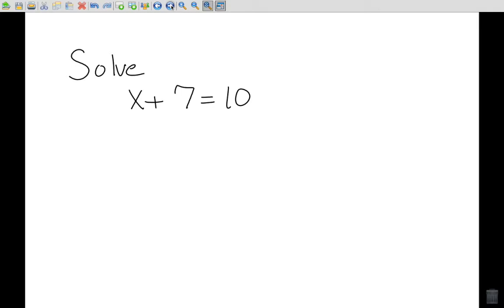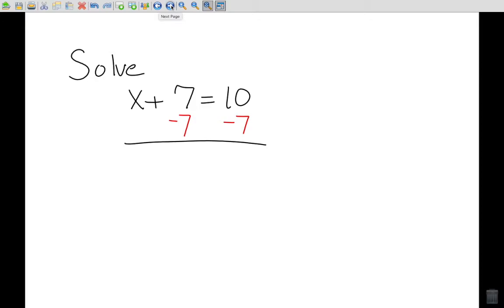As we look at solving this one-step equation, we're trying to solve for x, which means we want to isolate the variable x. We don't want the plus 7 on the left side of the equation. We want only x on the left side of the equation. So what I want you to think about now is, what do you add to 7 to get 0? We want it to 0 out. We want it to be gone. Well, the inverse of adding 7 would be subtracting 7.